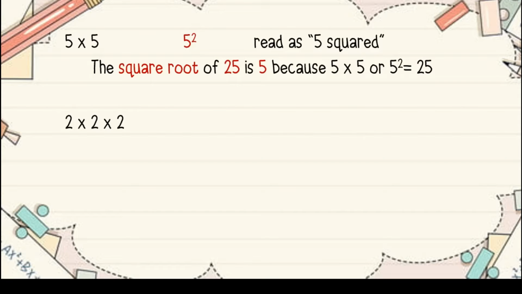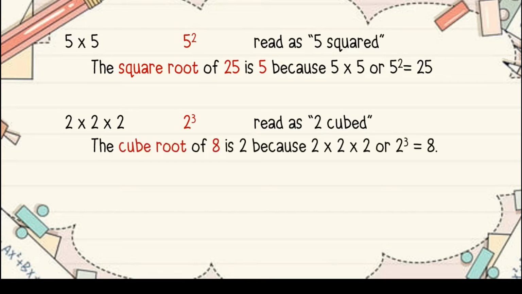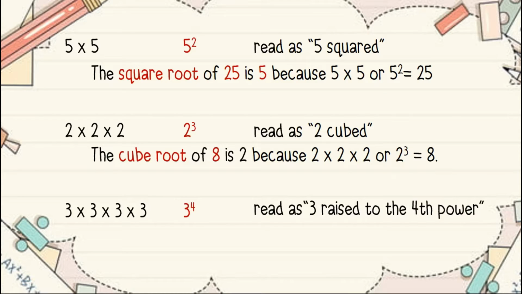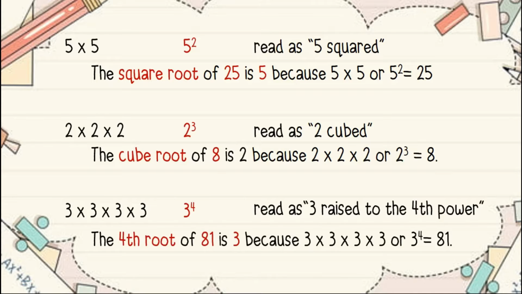Next, 2 times 2 times another 2. Writing it in exponential form, we have 2 and then the exponent is 3, read as 2 cubed. Meaning to say, the cube root of 8 is 2 because 2 times 2 times another 2, or 2 cubed, is equal to 8. So we have 3 multiplied by itself 4 times. We have 3 raised to the 4th power. The fourth root of 81 is 3 because 3 times 3 times 3 times another 3 is equal to 81.